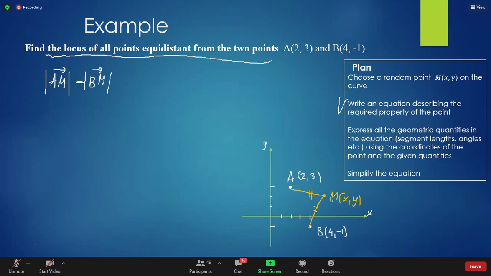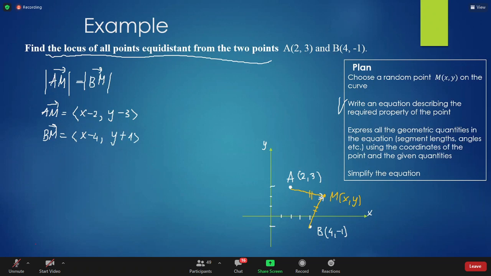The vector AM is evidently, let's see the coordinates, endpoint minus starting point. So it is x minus 2 and y minus 3. And the vector BM will be endpoint M coordinates minus starting point B coordinates, so x minus 4 and y minus -1, that is y plus 1. And now we have to write an equation stating that the magnitudes, the lengths of these two vectors, are the same.